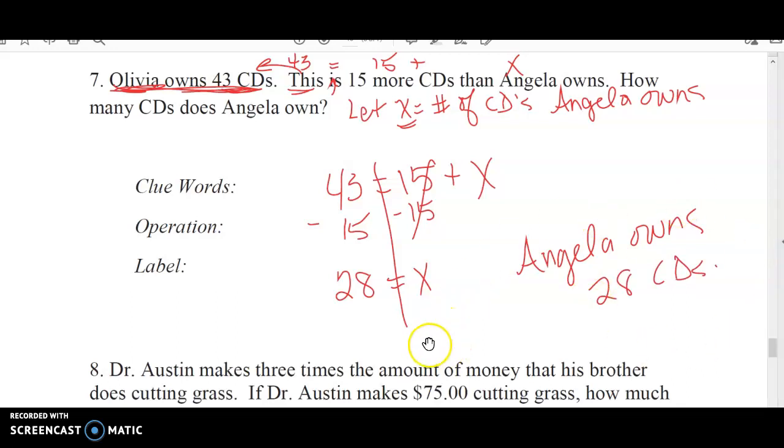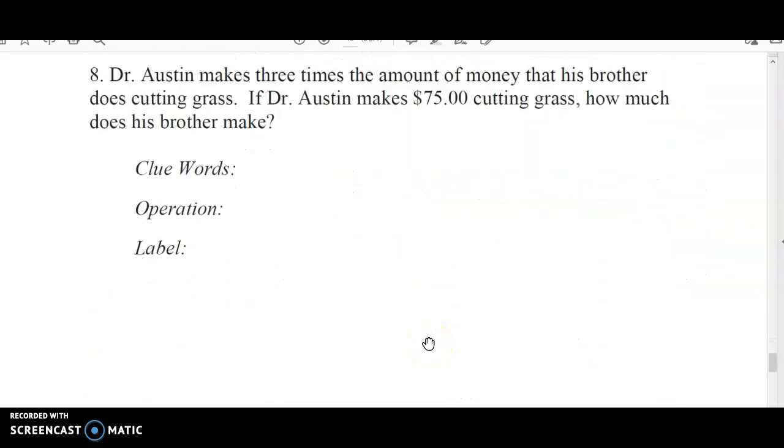Okay. Next one, Dr. Austin makes 3 times the amount of money that his brother does cutting grass. If Dr. Austin makes $75 cutting grass, how much does his brother make? Right there's your let statement. Let X equal how much his bro makes. So once that's done, go back, reread the problem. Dr. Austin makes 3 times the amount of money his brother does. Right there's my clue word, times. I'm going to multiply 3 times something.